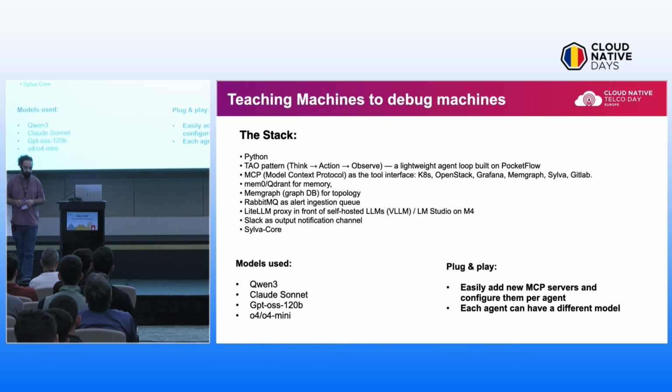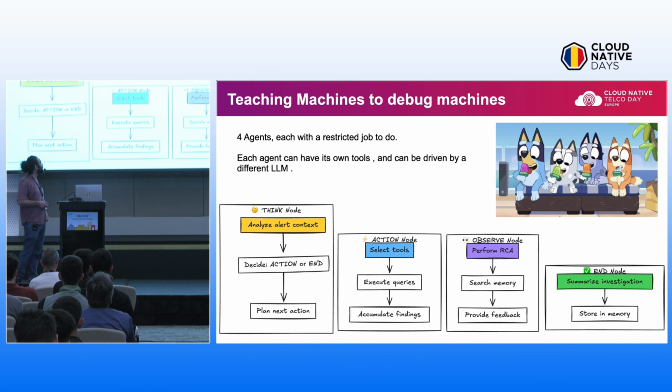We used as models Qwen3, Claude Sonnet, GPT-OSS, and O4 and O4 Mini. No need to say that Claude kind of won this one. But from the open source versions, Qwen was the obvious winner between it and the GPT models that are open source. Qwen is much better at this.